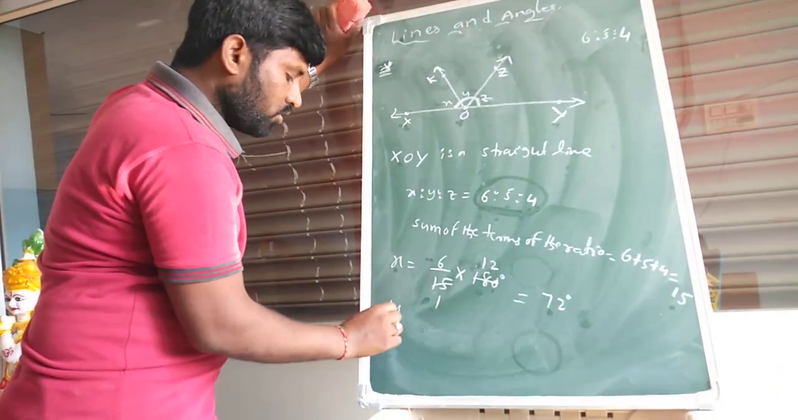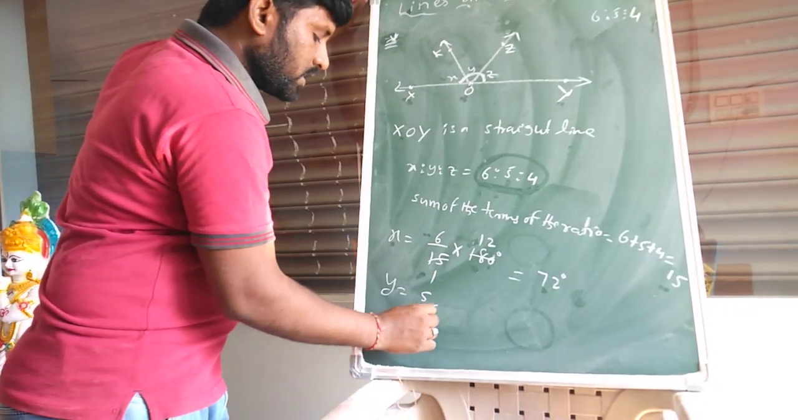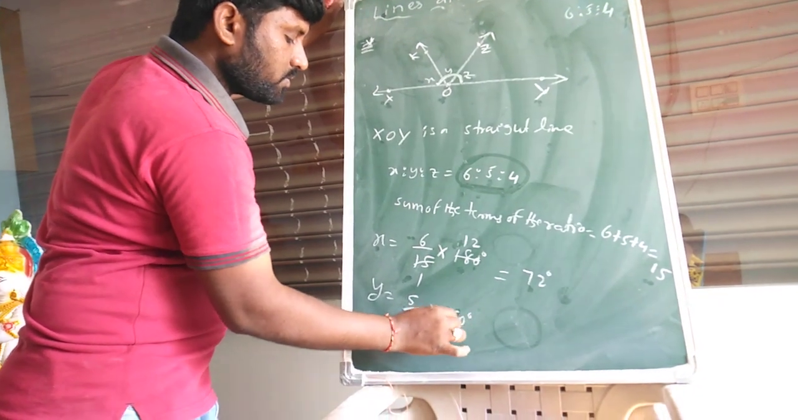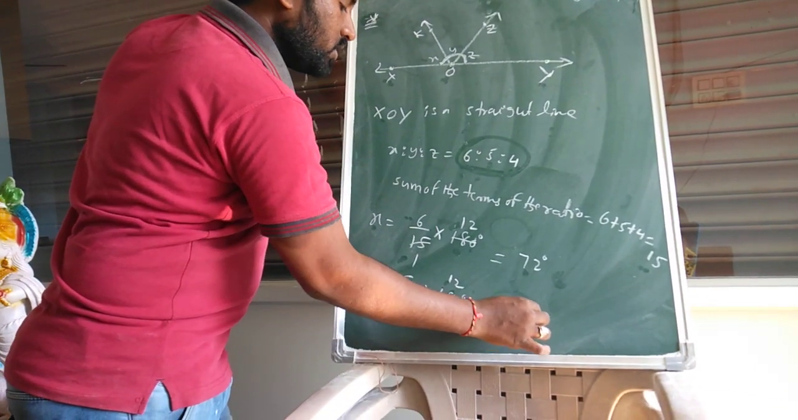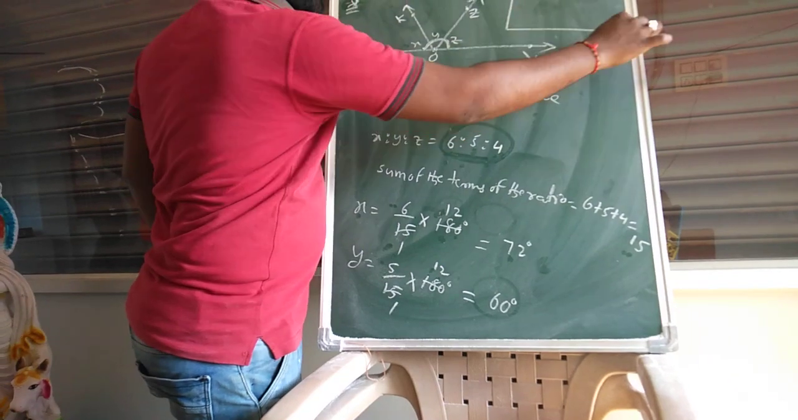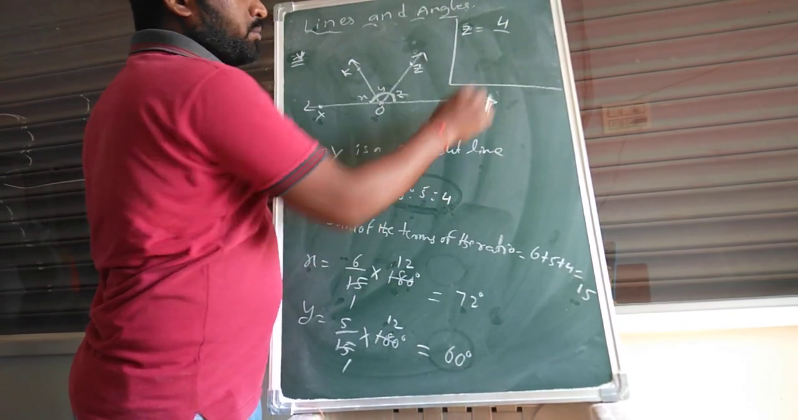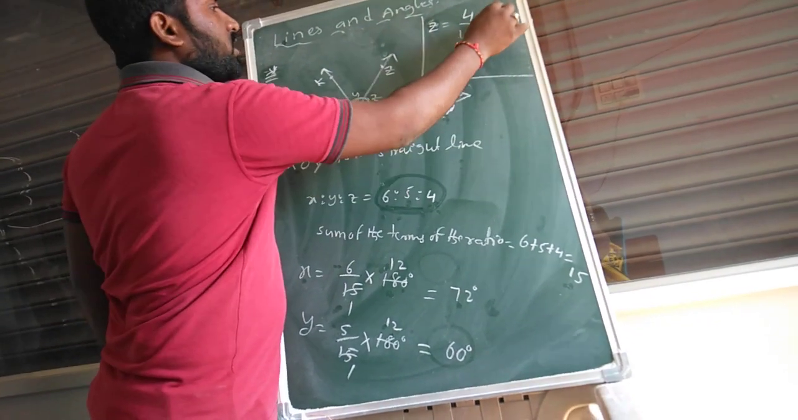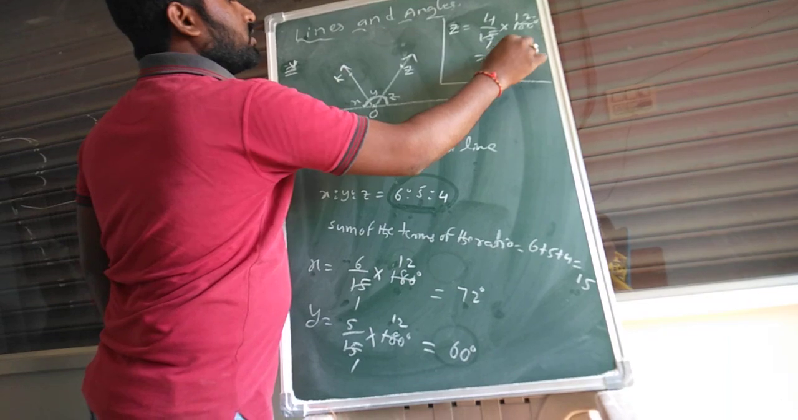Now the next angle is 5, that is y. So y is equal to 5 by the sum of the terms of the ratio, 15, into 180 degrees, the straight angle. 15 12s are 180. So 5 into 12 is 60 degrees. Same like that, the last angle z is equal to 4 by 15 into 180. 15 12s are 180, so 4 12s are 48 degrees.